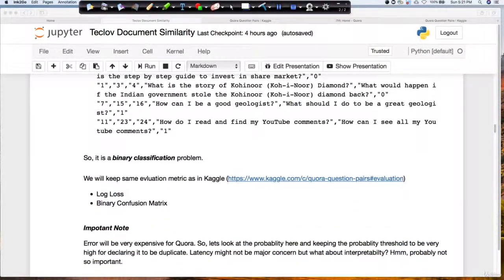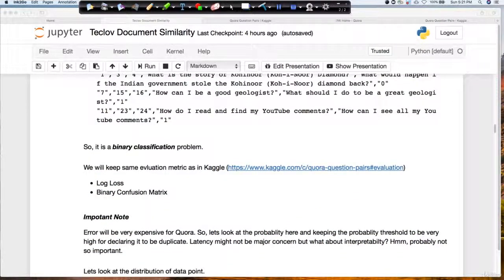Now let's understand how this problem is going to translate in the machine learning world. Since my output is going to be either 0 or 1, because here we are saying whether it's a duplicate question or not a duplicate question, it is definitely a binary classification problem.